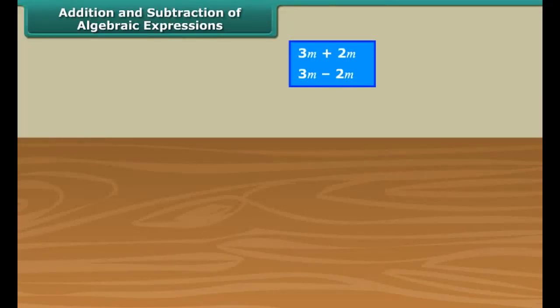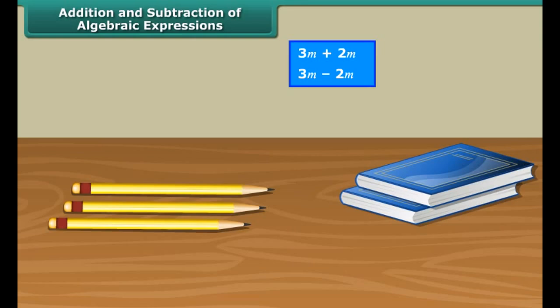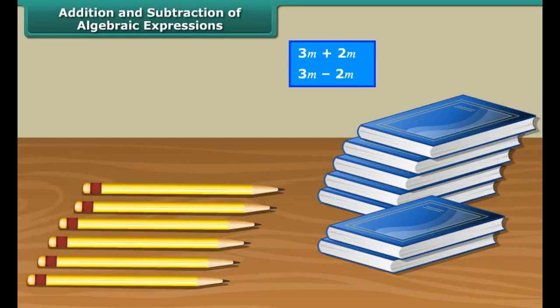We can only add or subtract like terms. But why is it so? Think of it like this. On a table, we have three pencils and two books. We cannot add the three pencils to the two books because they are not the same kind of objects. Now, if we get another three pencils and five books, altogether, we now have six pencils and seven books. Now again, we can't combine these objects since they are different. However, if we remove one pencil from six pencils, then we are left with five pencils, but still we have the seven books. So you can say it's quite similar with algebra.